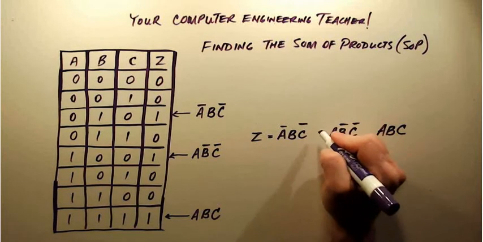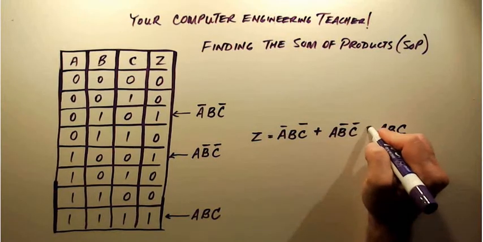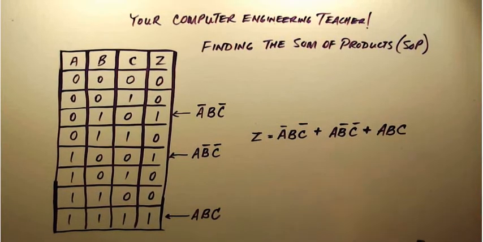And the last step, we find the sum of those products. So we put the addition sign in between, representing the OR condition. So there is the unsimplified Boolean equation for this 3-input truth table.